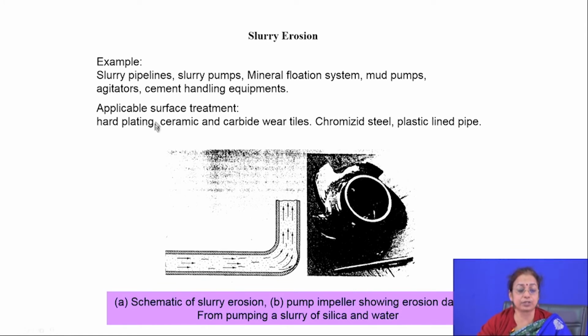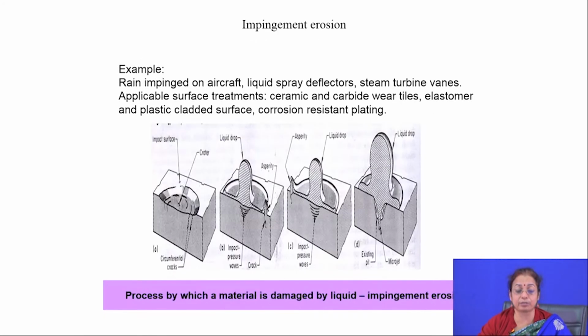So, applicable surface treatments are hard plating, ceramic and carbide wire tiles, chromized plating, plastic lining pipelines. These precautionary measures are taken in order to minimize the probability of slurry erosion.